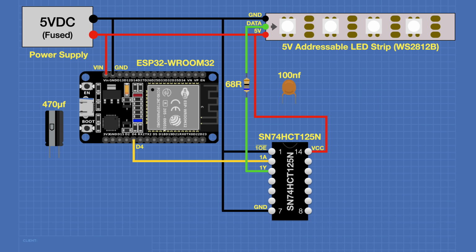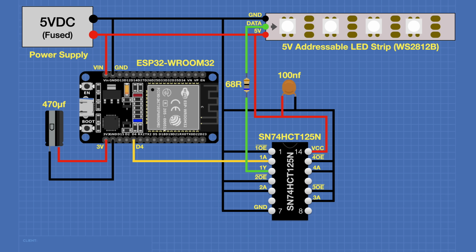We'll ground the output enable pin for gate 1 on the 74HCT125N, and we'll also ground all of the other enable and input lines on the chip. Do not ground any of the output lines or you'll destroy the chip. We'll connect that 100 nanofarad capacitor across the power supply line. The 3.3 volt output of the ESP32 will be connected to the positive side of the 470 microfarad capacitor, and we will ground the negative side of the capacitor. And this completes our wiring.